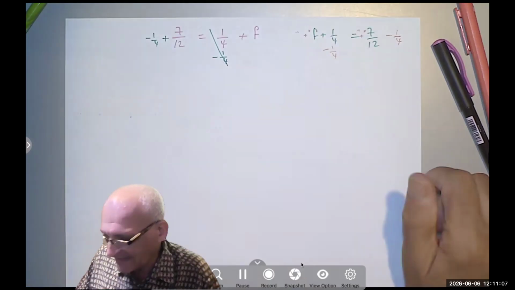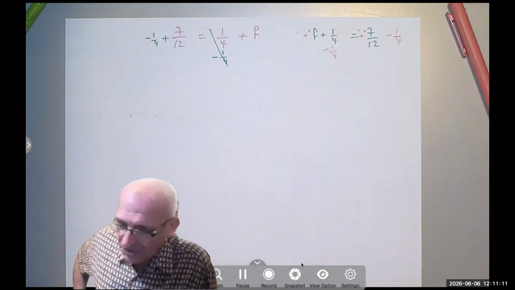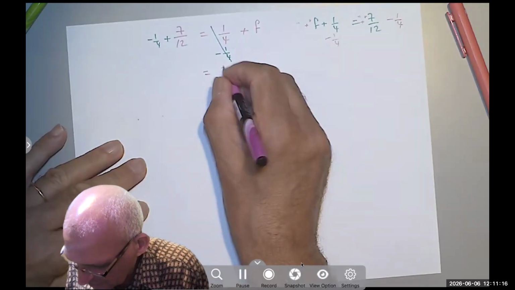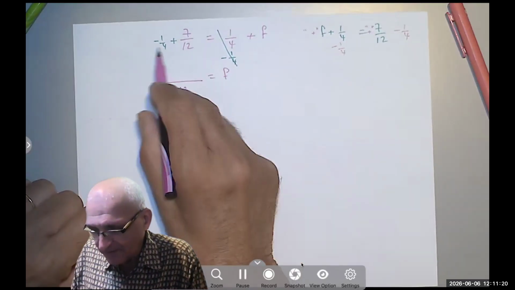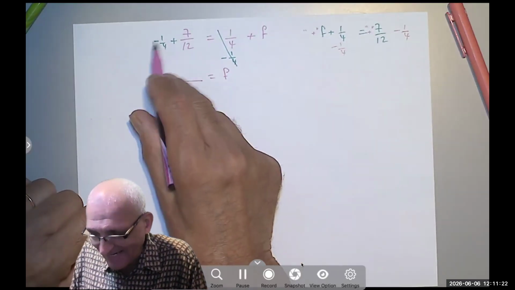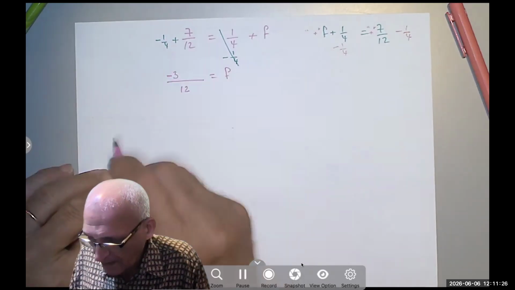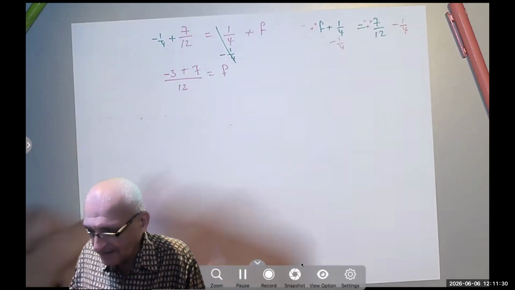Don't have to worry about that. I was just telling you. Now I know that the common denominator is 12. So F equals over 12. 12 divided by 4 is 3. 3 times -1, not 1, is -3. Plus the 7 is already over 12, so I don't need to do anything over it.